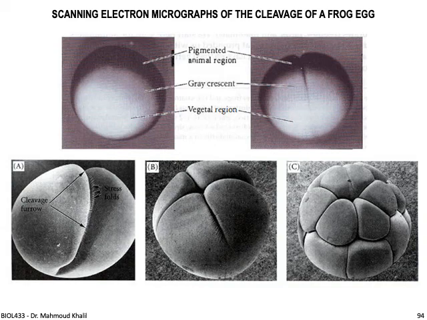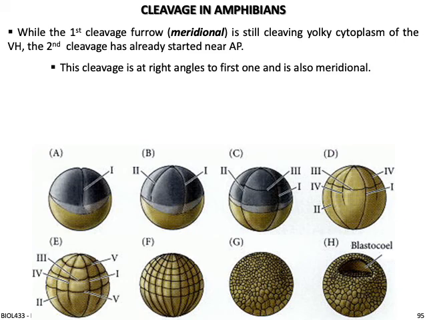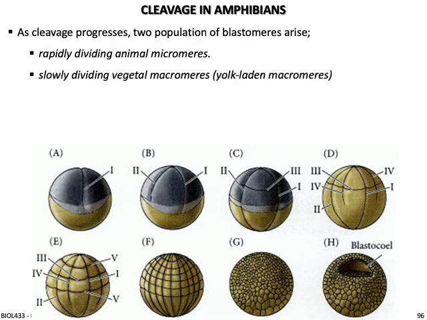If we look at a real scanning electron microscope image of the cleavage, you can see how the first cleavage appears. In the figure below, you can see the first and second cleavage and the cleavage furrow, and around the 8 to 16 blastomere stage, figure C. Again, it's cleavage at right angles. The first and second are at right angles to each other. The third cleavage is equatorial and displaced, and it divides the blastomeres into micromeres, which are upper, and macromeres, which are down at the vegetal pole. And this type is unequal radial holoblastic cleavage.